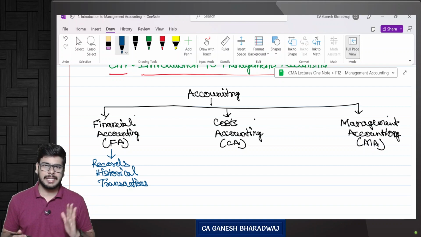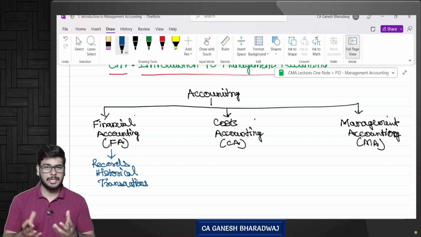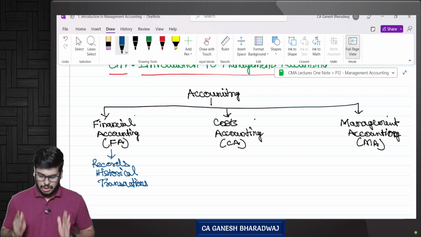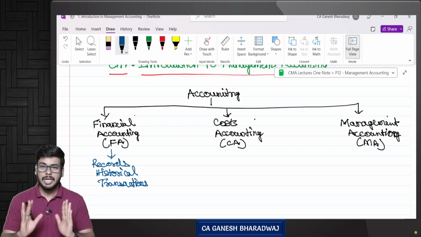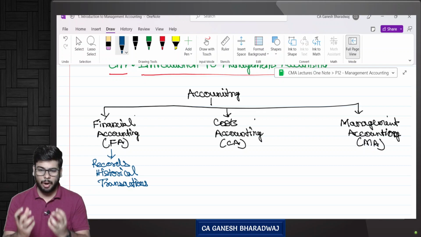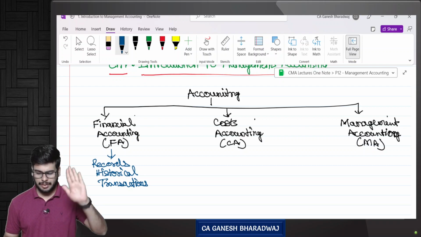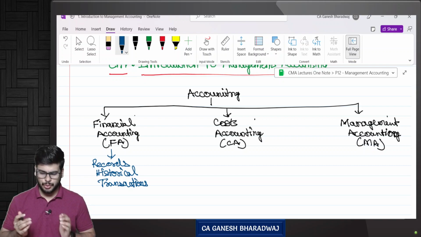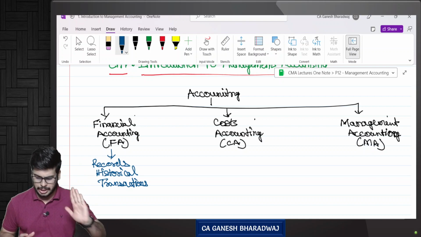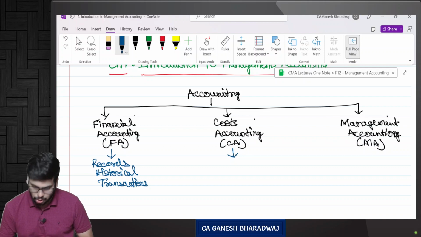For example, when a sale happens, you pass a sale entry. Purchase happens, you pass a purchase entry. When you purchase an asset, a fixed asset, you pass a purchase of fixed asset entry. So here, the objective is to record whatever transaction has happened, so that it boils down to debit and credit and you properly present your financial statements. The ultimate objective in financial accounting is to present the financial statements to the end users. That is the objective. It has a separate objective. Clear?